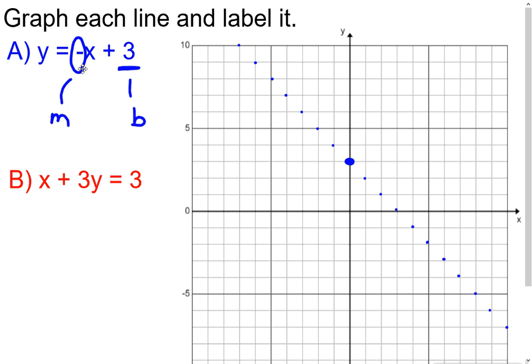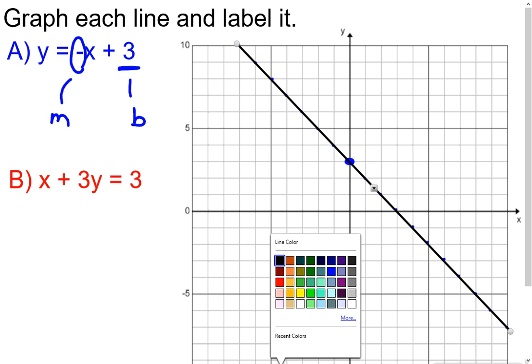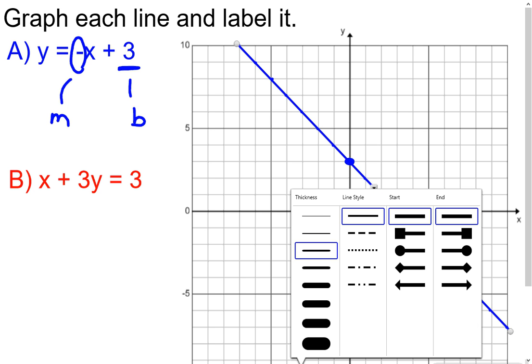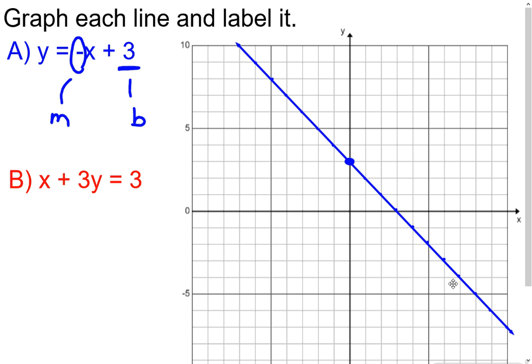Got them all in. Get my line tool. I make it, and then I like to keep it color coordinated, so I'm going to turn it to blue. Put the arrows on it because we do have a line. I want to represent that it keeps going forever and ever, both left and right, up and down.